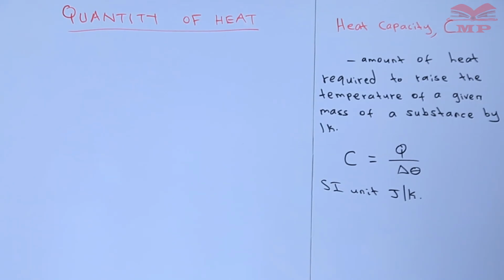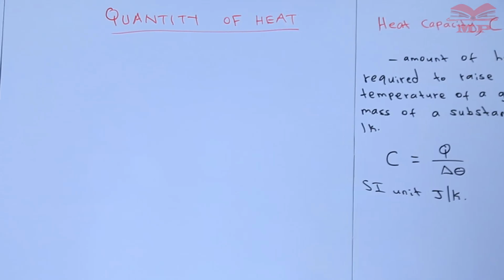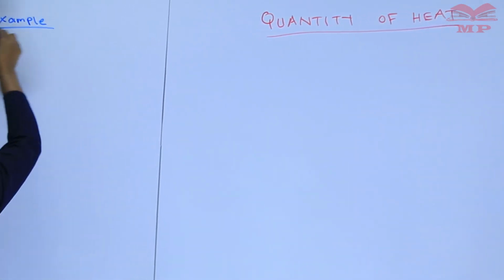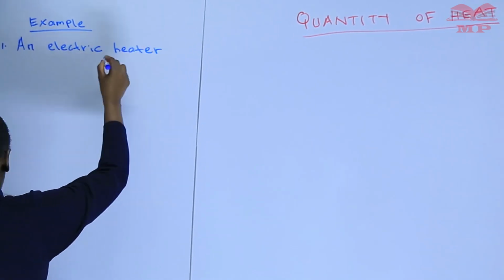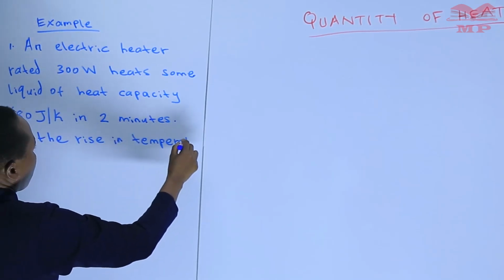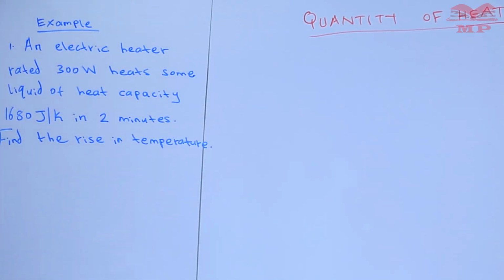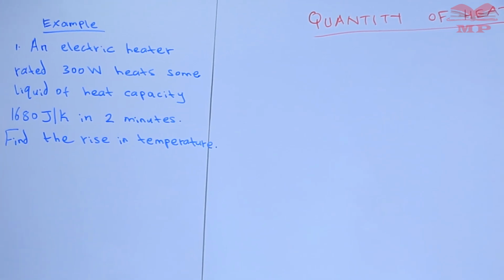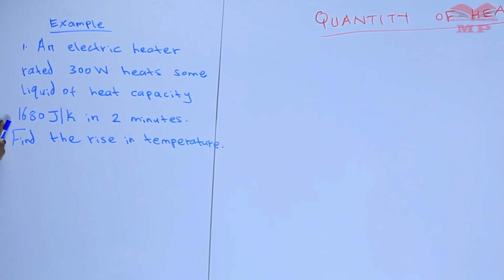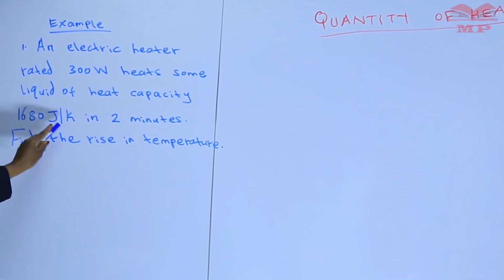So we look at this question and work it out together on heat capacity. So that's the question that we have. An electric heater rated 300 watts heats some liquid of heat capacity 1680 joules per Kelvin in 2 minutes. So we are going to find the rise in temperature.